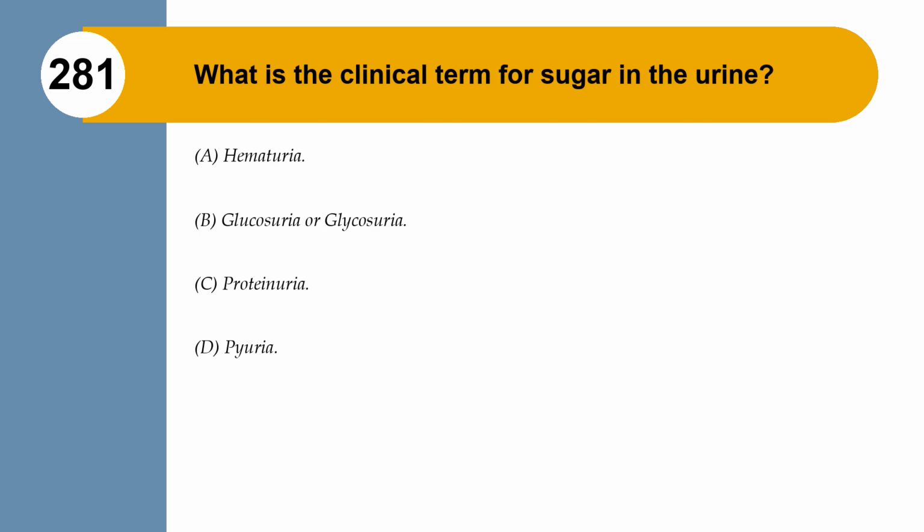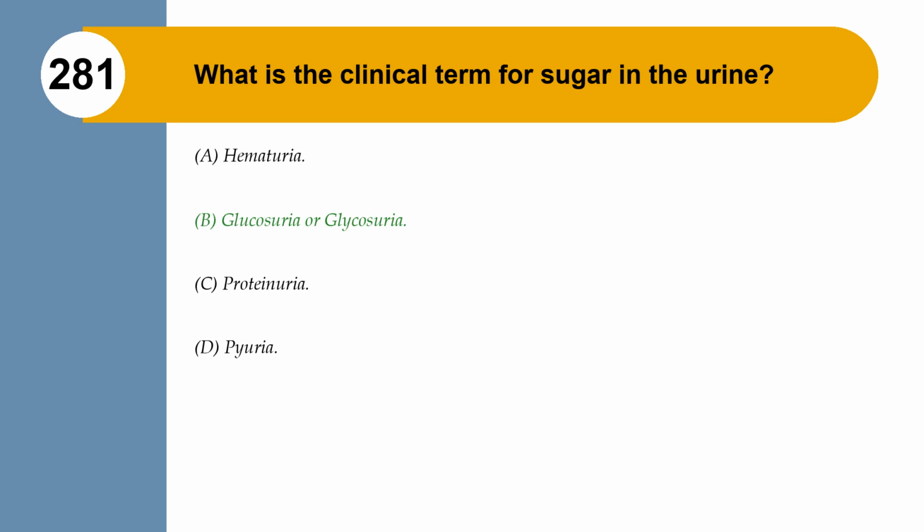Question 281. What is the clinical term for sugar in the urine? Option A, hematuria. Option B, glucosuria or glycosuria. Option C, proteinuria. Option D, pyuria.